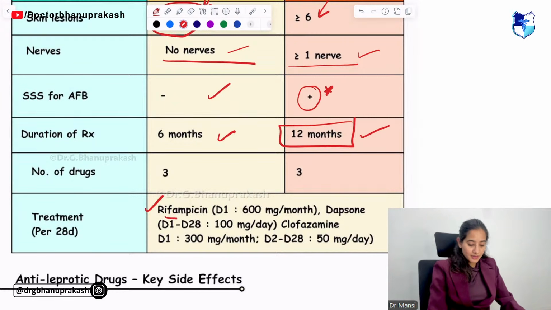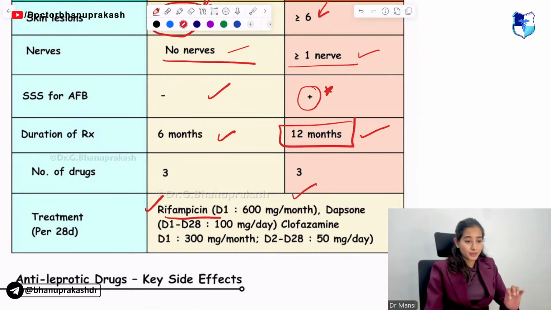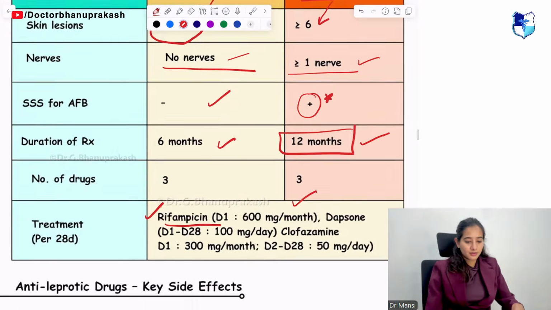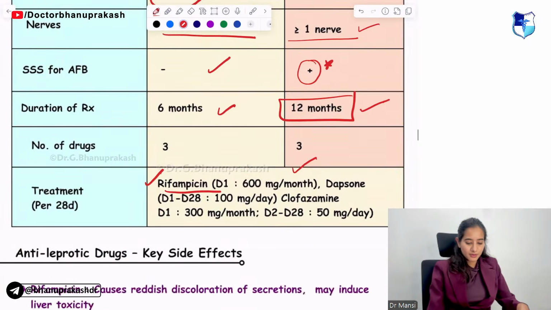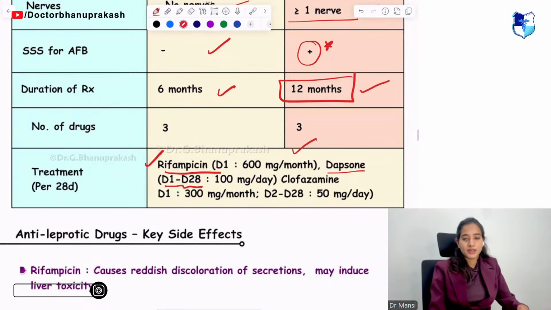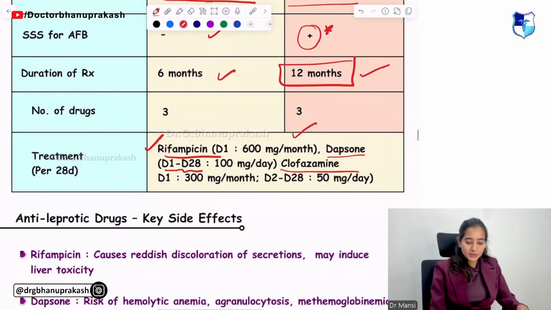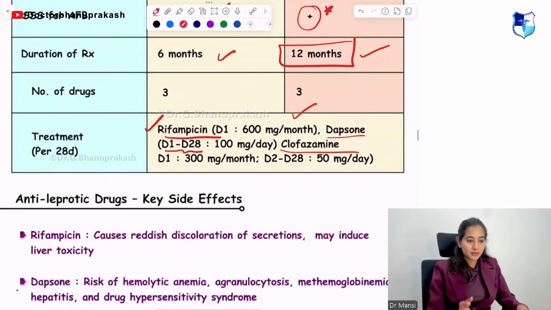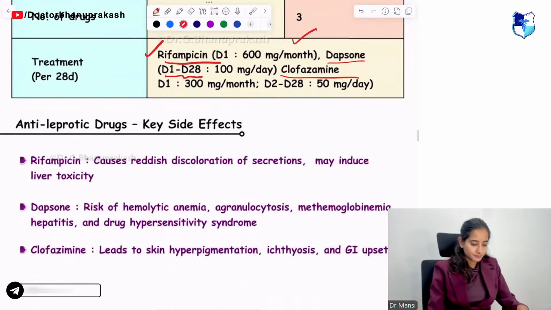Rifampicin, yes, you give it as 600 milligram per month. Only on day one, you have to give it once a month. So the government gives this red pack for the treatment of patients of leprosy. Dapsone you give from day 1 to 28, and as I said, every 28 days the patient has to come to OPD and take the drug again. Then clofazimine you give. So these are the 3 drugs you have to remember.